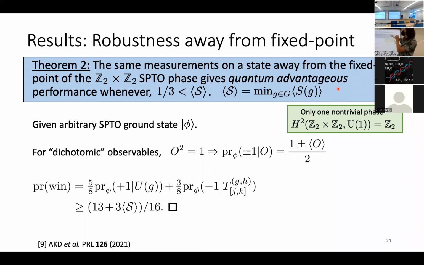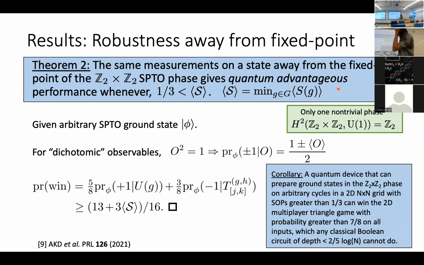And by the way, I'll just remind you, what do I mean by quantum advantageous performance? It's a little bit wordy, but the idea is that if I had a device that could prepare these 1D SPTO ground states in the Z2 cross Z2 phase on an arbitrary cycle in a 2-dimensional grid, maybe something like a honeycomb lattice, such that the string order parameters are all greater than 1/3, then we can implement a strategy, as long as we can measure these observables, these fixed point boundary operators, that wins this triangle game with probability greater than 7/8 on all inputs, which, as we showed, is not possible whenever you consider a classical Boolean circuit with a depth growing sublogarithmically in the grid size.